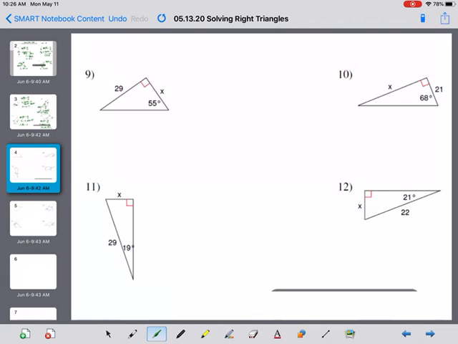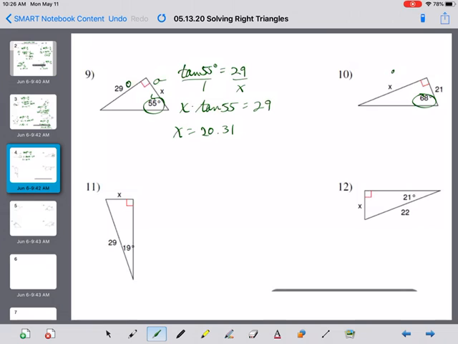Okay, we'll do 4 more. Pause the video here and then give them a try. All right, with respect to 55, you have opposite leg, adjacent leg. So tangent of 55 degrees equals 29 over x. Cross multiply. Divide both sides by tan 55. So 29 divided by tan 55 is 20.31.